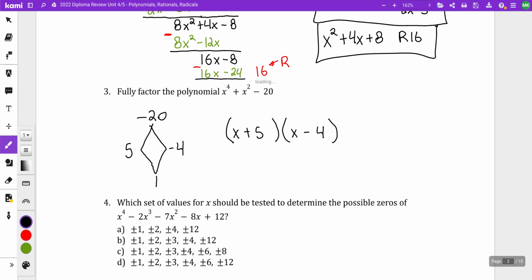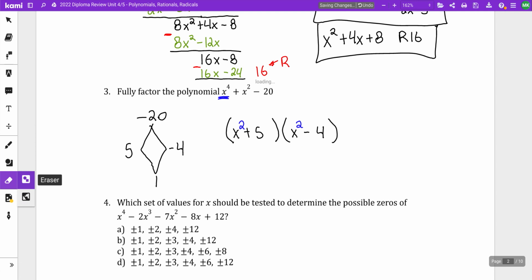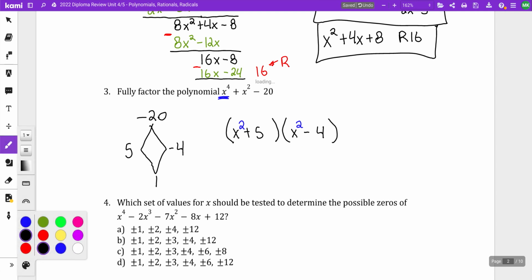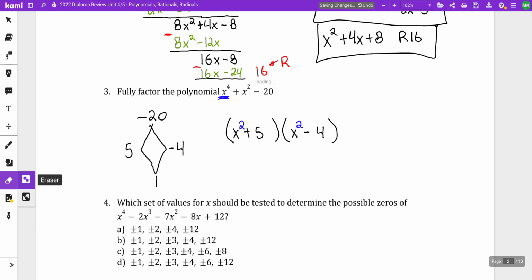The reason that's not going to work here is because I need x to the power 4 as my first term, and I need x squared as my middle term. This would not create that. The only thing different here is making sure that these values create this. So instead of x and x, I'm just going to make them x squared and x squared. And that is now factored. X squared plus 5, x squared minus 4. I almost boxed that up.